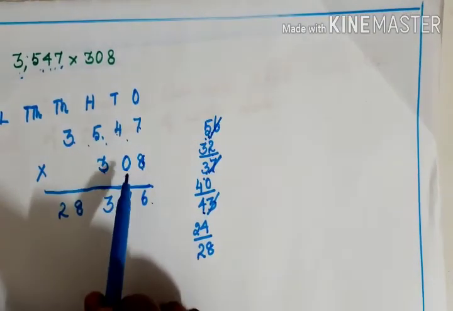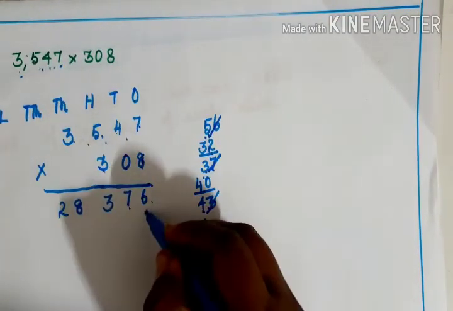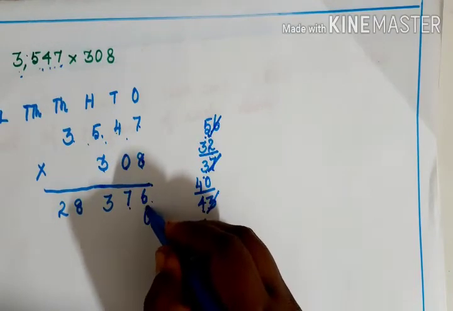Next, everything is 0, isn't it? 0 into 7 is 0. So here ones place is not there.